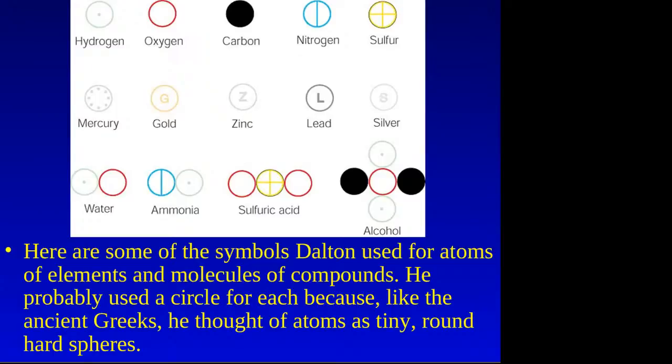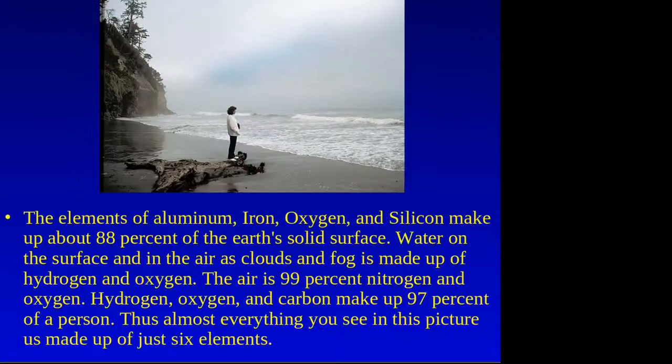Now, Dalton used these symbols for the elements: hydrogen, oxygen, carbon, nitrogen, sulfur, mercury, gold, zinc, lead, silver. He thought water was an element, because water is very hard to break down. Sorry, he's showing water as being hydrogen and oxygen. I apologize. And sulfuric acid, where you can see that he has oxygen and sulfur. So he was starting to build an idea of chemistry using these symbols, but it was a very unwieldy system because it didn't say anything about the elements.